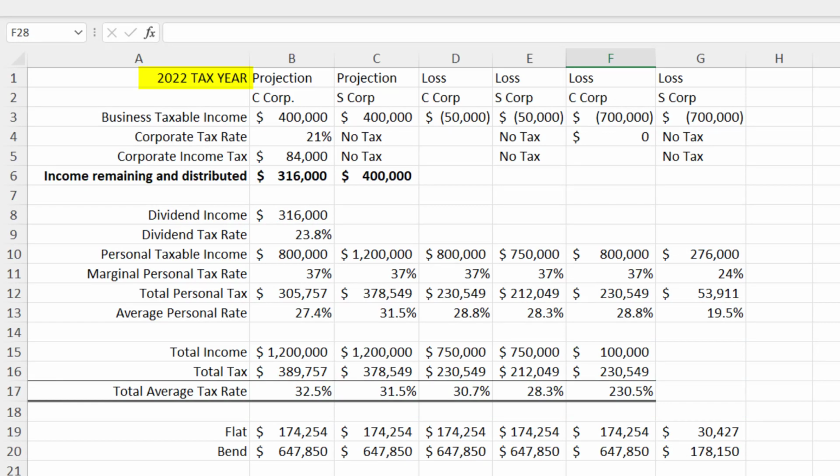But they still only have $100,000 to work with because this scenario is the same as the last one. And now I can copy these formulas across, and their marginal tax rate, or their total average tax rate, this time is 53.9%, which is substantially lower than that 230.5%.